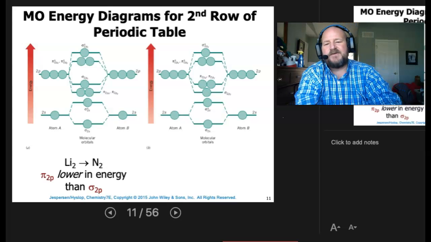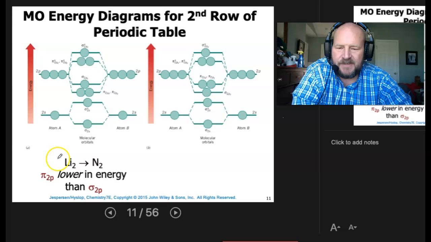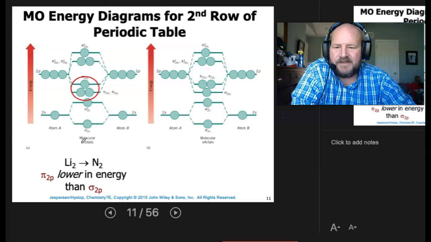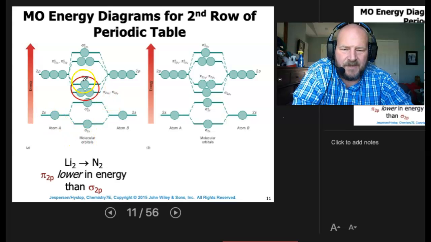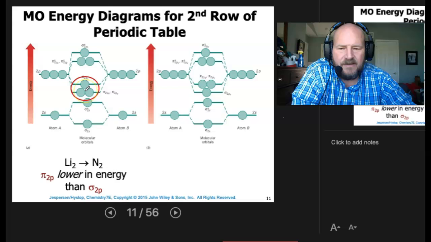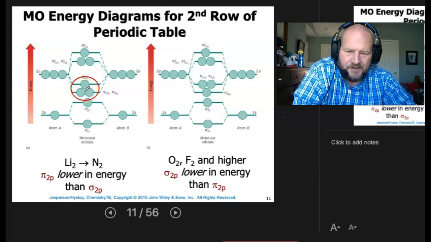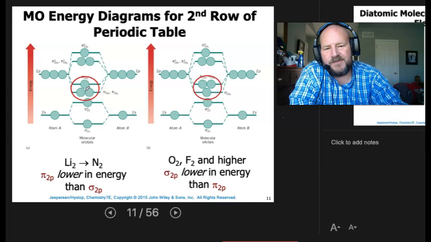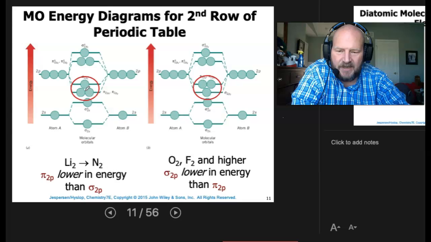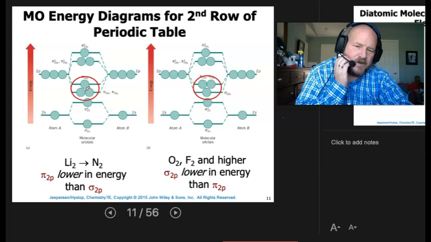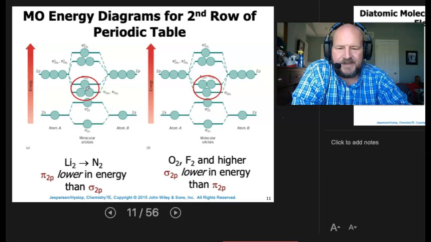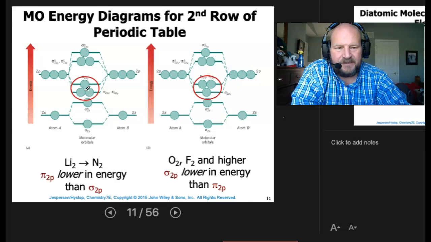So if we look at Li2 going to N2, the pi 2p is lower in energy than the sigma 2p. So we see that here our sigma is actually higher in energy than our pi. And then for O2, F2, and higher, the 2 sigma is lower in energy than the 2 pi. So lithium through nitrogen, we see that the pi is lower in energy than the sigma, but for oxygen on up, it's going to be the opposite.